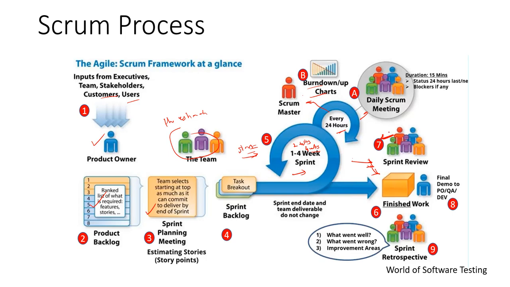Once the application is delivered to the stakeholder at the end of the release, then the retrospective meeting will be planned to discuss some points. Once we complete the sprint review, we give the final demo to the product owner, QA or developer, and once this demo is successful, this can be deployed to the client side. Then at our end, that is the organization end, there will be a sprint retrospective meeting.